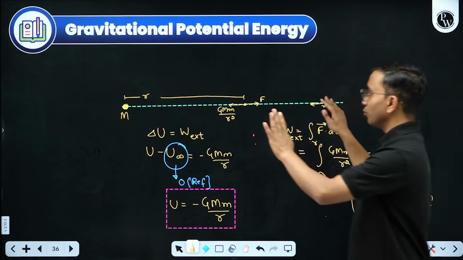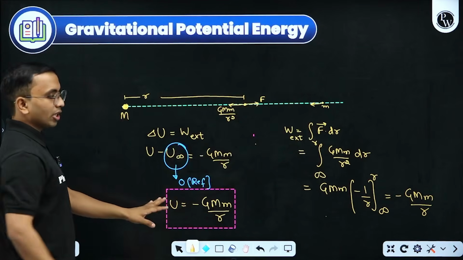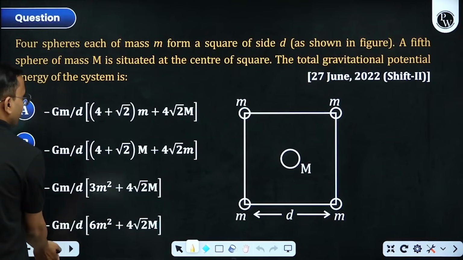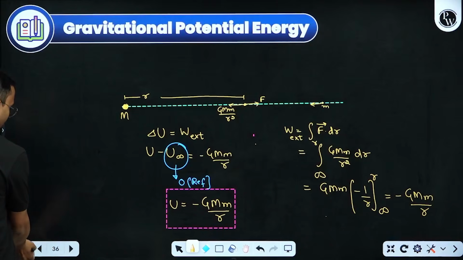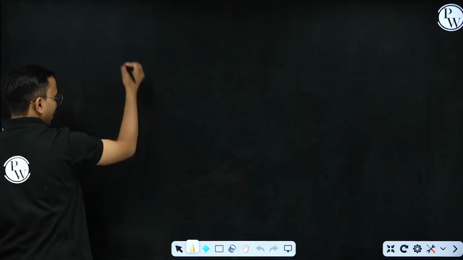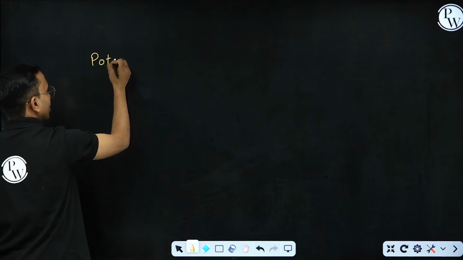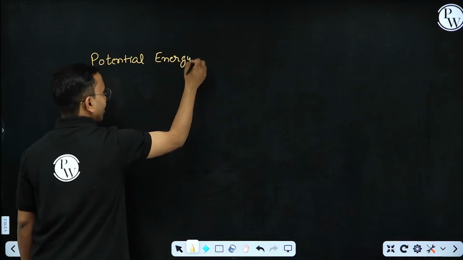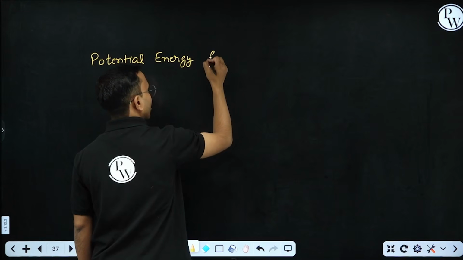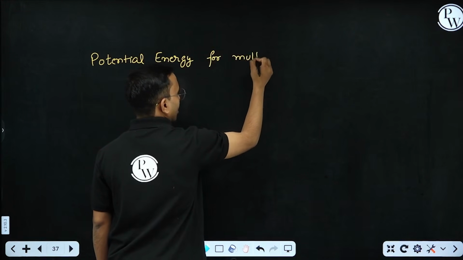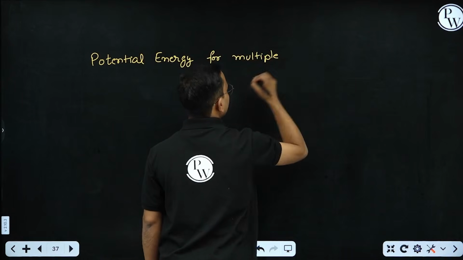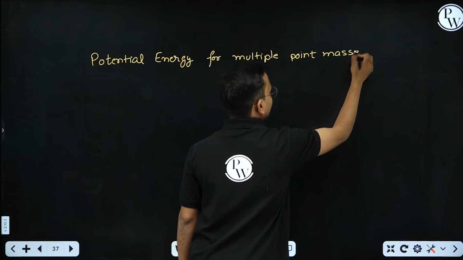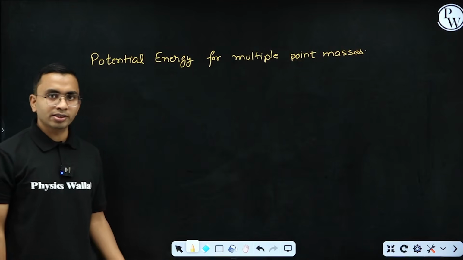If two point masses are at a distance r, how much is the potential energy? It is minus Gmm by r. Now, if you have multiple masses, let us write the potential energy of multiple point masses. Two masses are at a distance r, potential energy is minus Gmm by r.